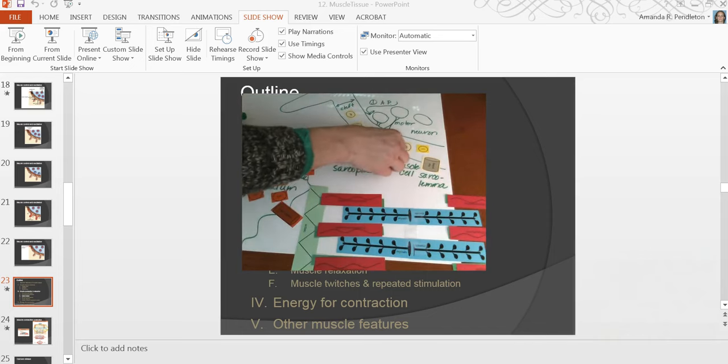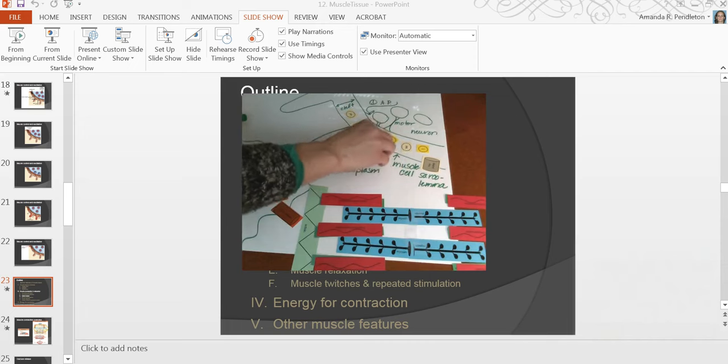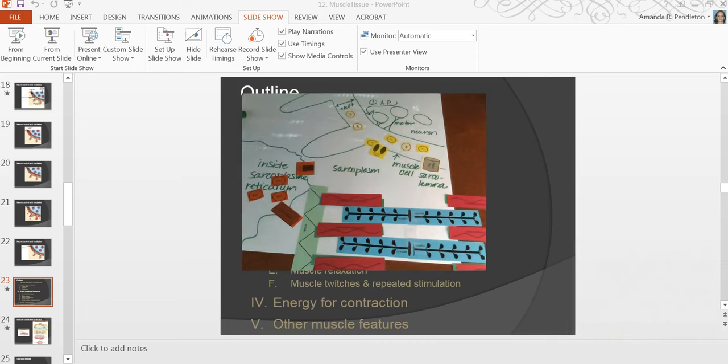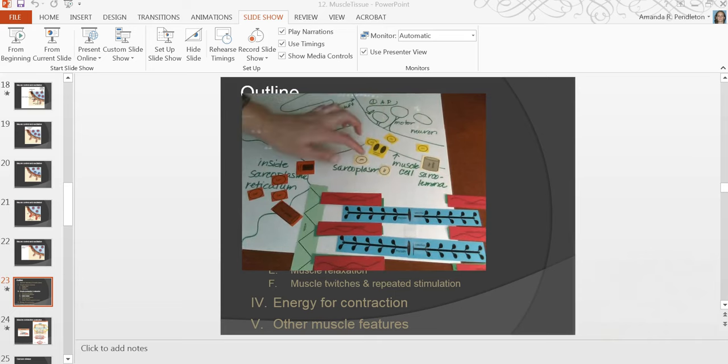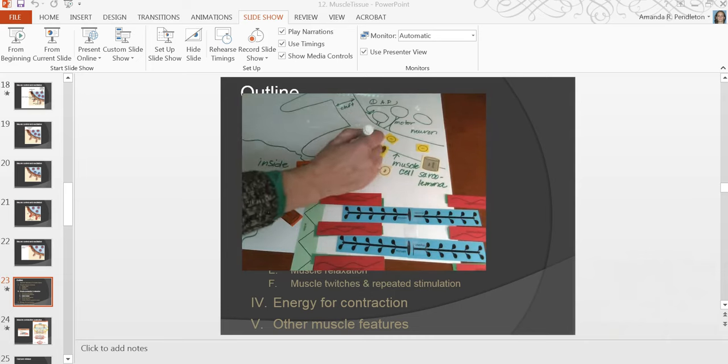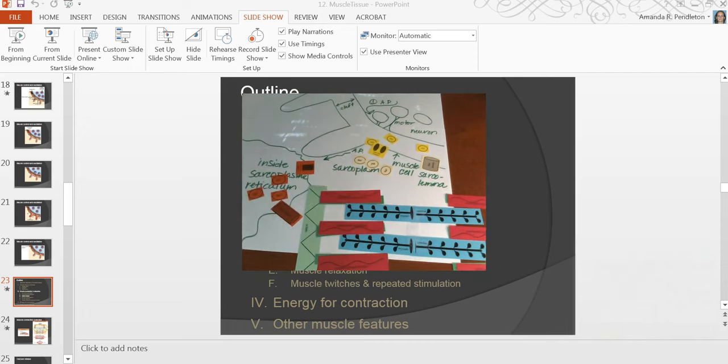Once it does, this receptor opens. After it opens, sodium comes through that receptor into the muscle cell. That triggers action potential along the muscle cell membrane. It will go deep down the T-tubules.